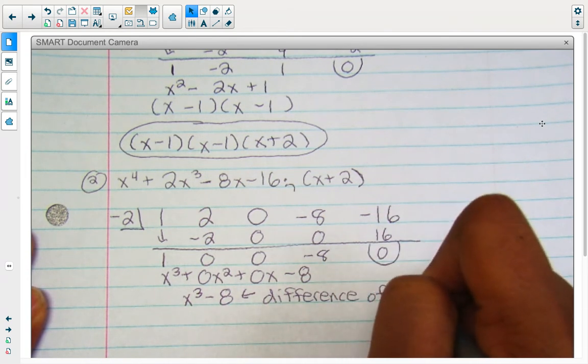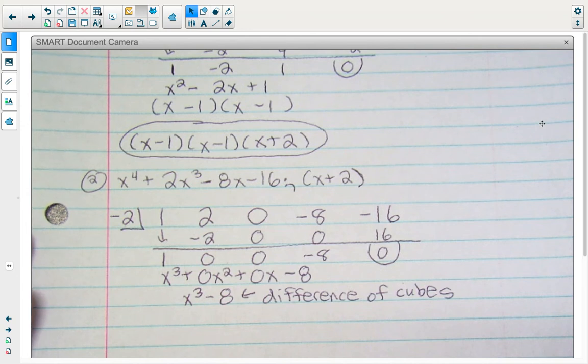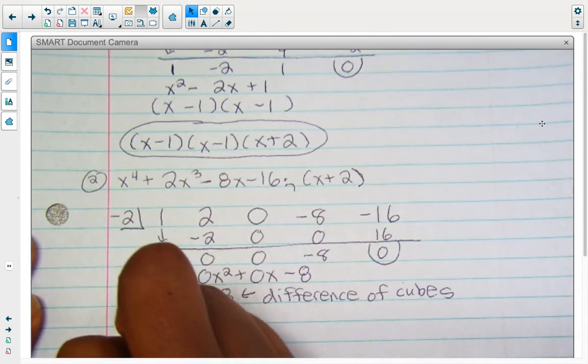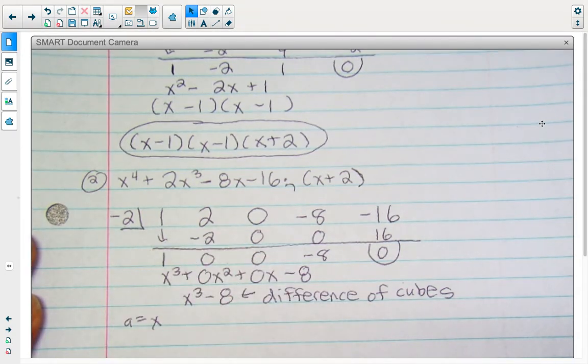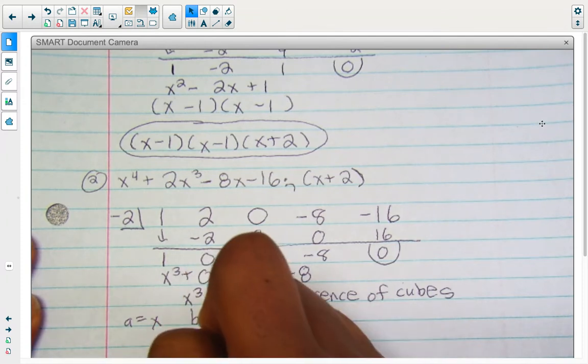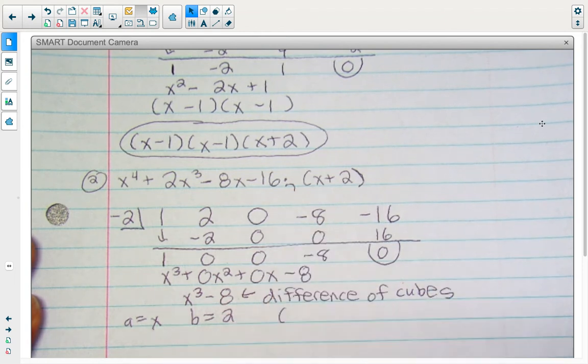This is a difference of cubes, so we did that a few days ago. My a is going to be x. X times x times x is x to the third. B is going to be 2. 2 times 2 times 2 is 8. I substitute that into our formula.